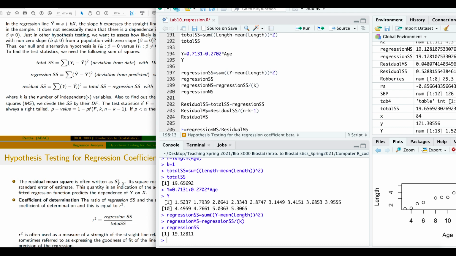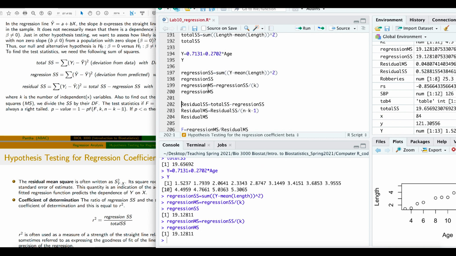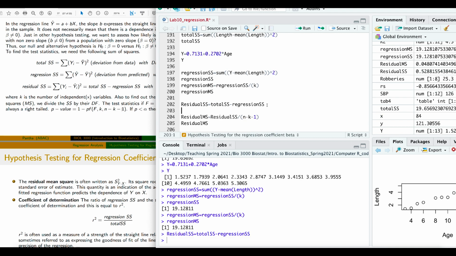The other way is, by the way, let me run those two as well. Regression MS is regression SS divided by K, and for residual SS there are two ways. One way is total SS minus regression SS. Another way is the data minus the predicted, squared. You can do either way. You will get the same value. Okay, if you do that, then this is the residual SS. Let me see how much value you get.